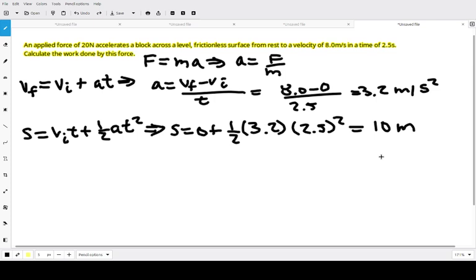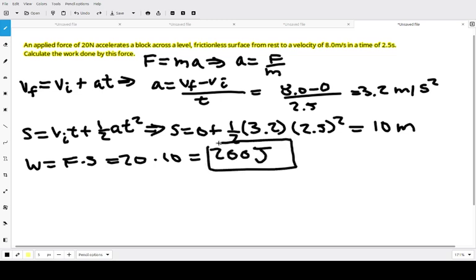Now third, lastly, we need to find the work done by the force. The work done by the force is equal to the force times the distance s, which is equal to 20 times 10, which is equal to 200 joules. So notice how we got the same answer both ways. Now, that's perfect.